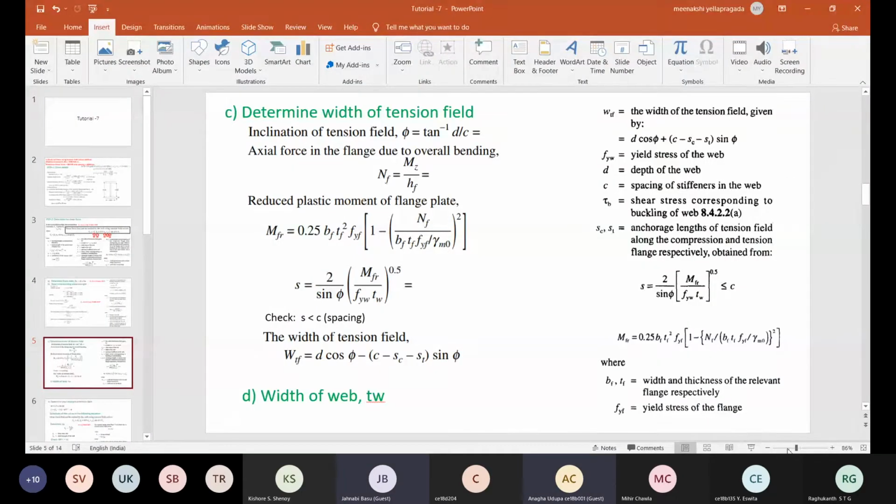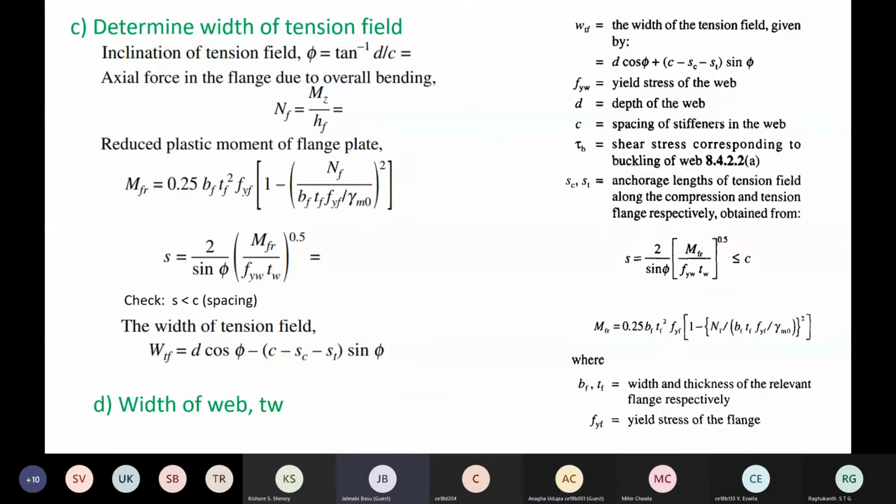Next, we'll go to the next step, that is determine the width of the tension field. So for that, first we'll calculate the inclination of the tension field, that is phi equals tan inverse of d by c. Do you know depth of web? C is the spacing. You will calculate what is phi. After that, you can calculate what is actual force in the flange due to overall bending. First, you just let me know what is the phi value.